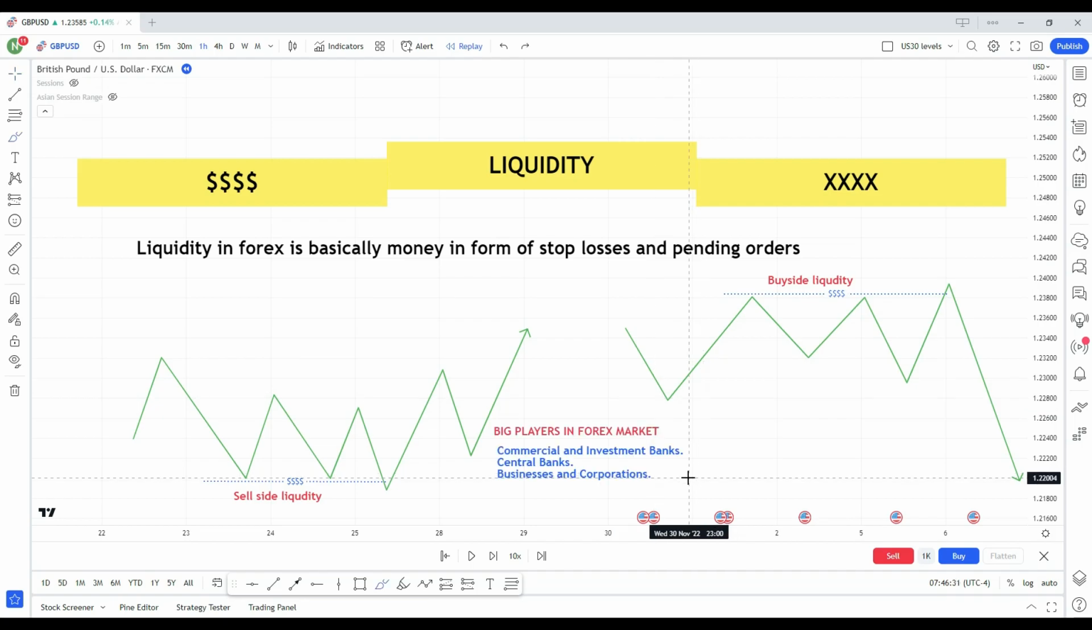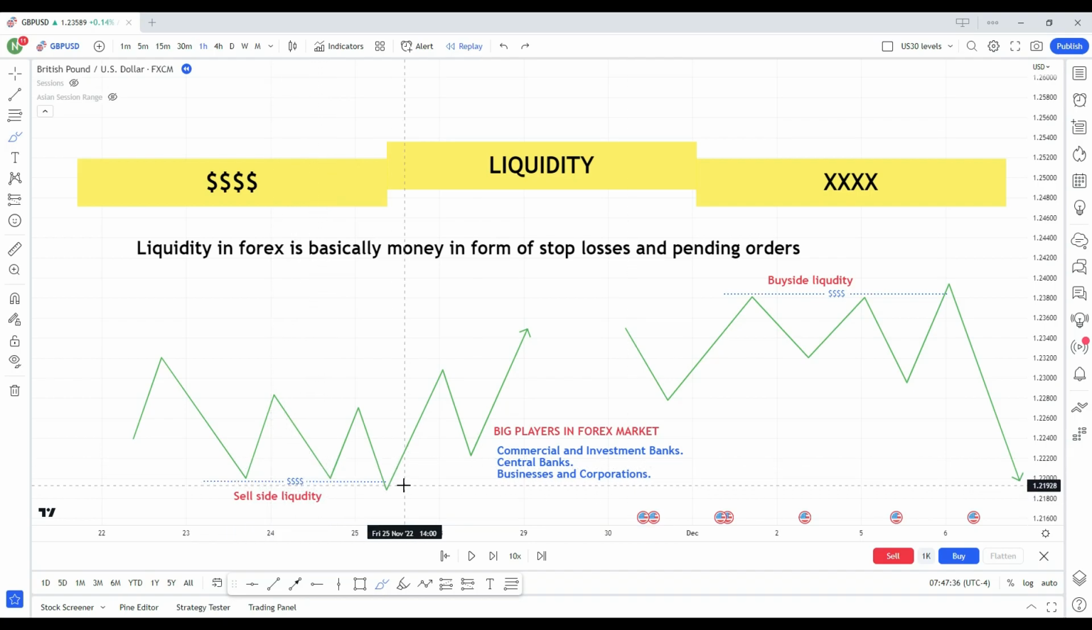It's important to note the big players in the forex market. We have the commercial and investment banks, central banks, businesses and corporations. These are large institutions that influence and change the direction of the market. As price continues to form these chart patterns such as the double bottom or double top, big players in the forex market are watching because they understand that most retail traders are placing their stop losses and taking their trades in such zones.